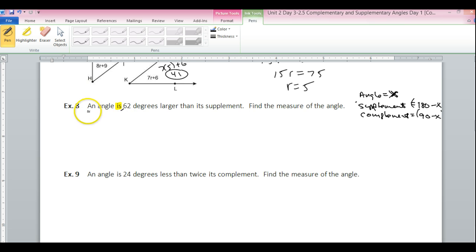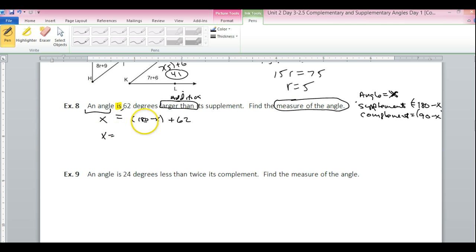So the left side of the "is" sign. So equals goes there. And angle, right away we said angle is x. Is, so equals, 62 degrees larger than. That is the key word for addition. Key phrase, I should say. So 62 degrees larger than its supplement. Well, if its supplement is 180 minus x, and we're 62 degrees larger than that, we go ahead and add the 62. So to find the measure of the angle, all we do is we go ahead and solve for x. X equals, drop the parentheses, combine like terms, 242 minus x.